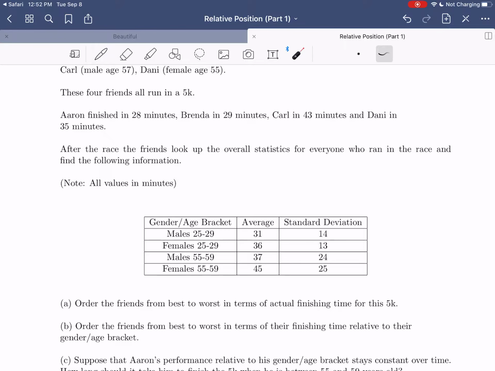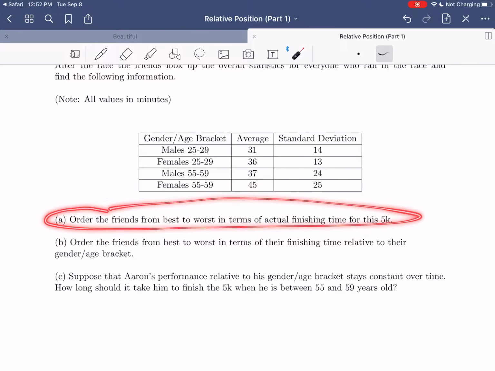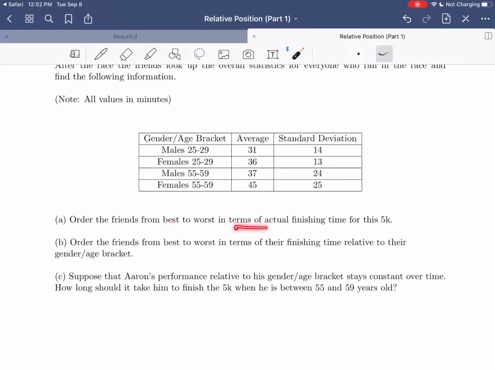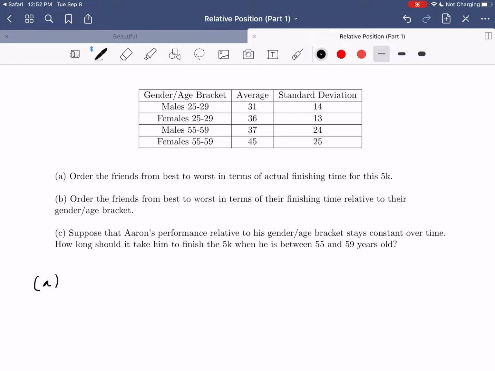All right, so we've got some things that we'd like to do. The first thing we want to do is order the friends from best to worst in terms of actual finishing time for this 5K. Do we need to use the z-score here? Well, no, it says actual finishing time. So we want to just look at how they finished. So let's think about who did the best.